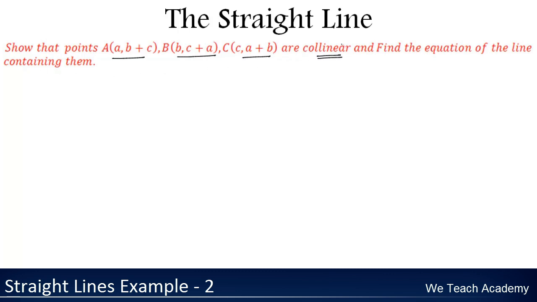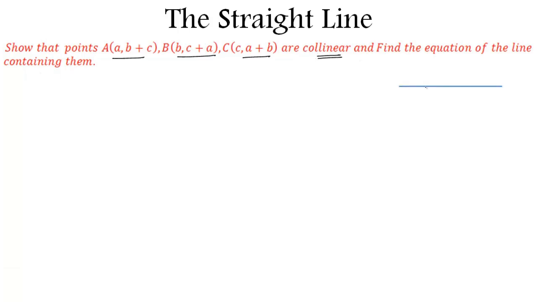Let me explain the meaning of collinear points. For instance, let us consider a line, and these are the points A, B, C on the line. When a set of points lie on the same line, those points are called collinear points. Now we need to prove that these three points lie on the same line. For this, first we need to find the equation of the line containing the points A and B.